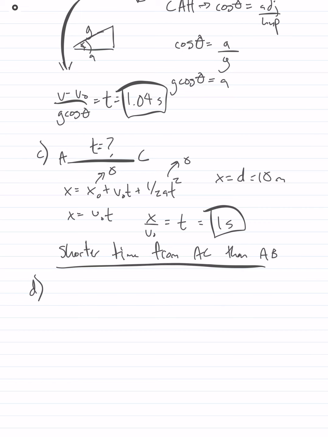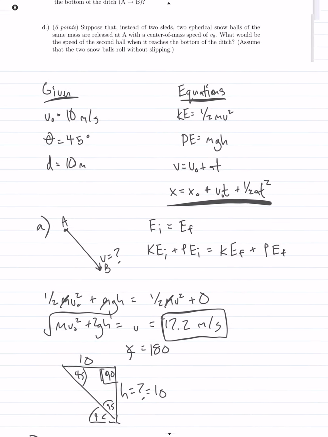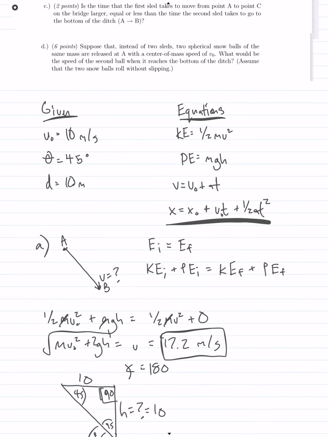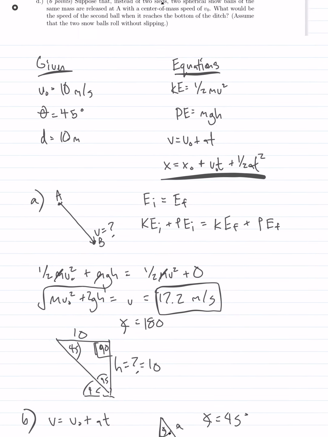Alright, now for part D. Part D is a little more complicated. There's an extra bit of equations that we have to use and some knowledge that you need to be aware of. So the question states, suppose that instead of two sleds, two spherical snowballs of the same mass are released at A with a center of mass speed of v0. What would be the speed of the second ball when it reaches the bottom of the ditch? Assume that the two snowballs roll without slipping.